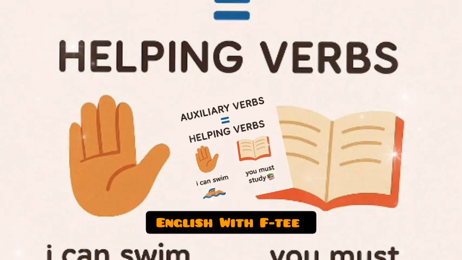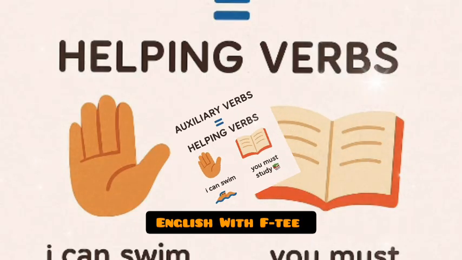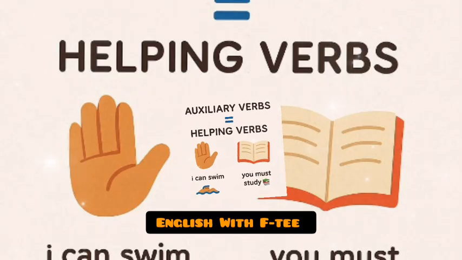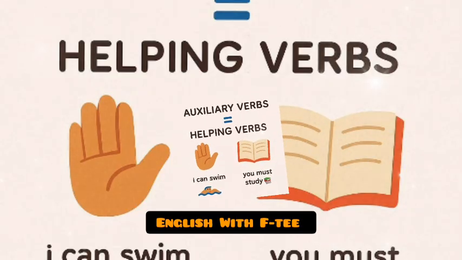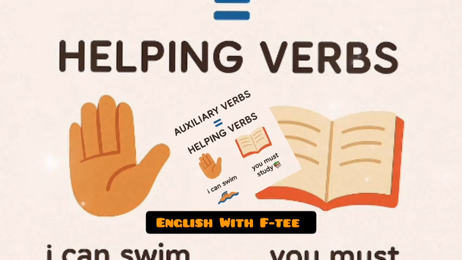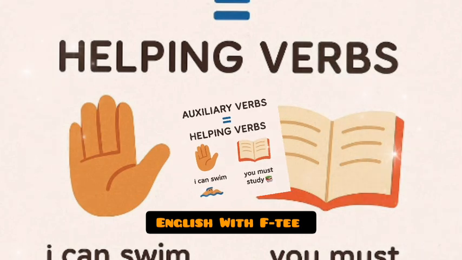Do you know that in English, some verbs don't stand alone? They help other verbs. These are called auxiliary verbs. And today, I will show you how to use them correctly with simple examples.